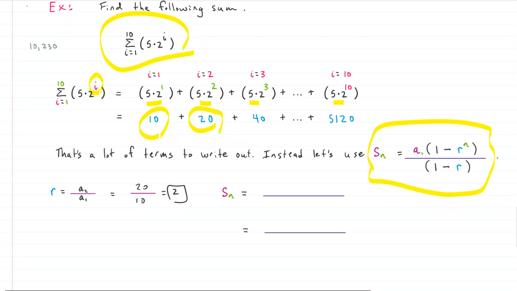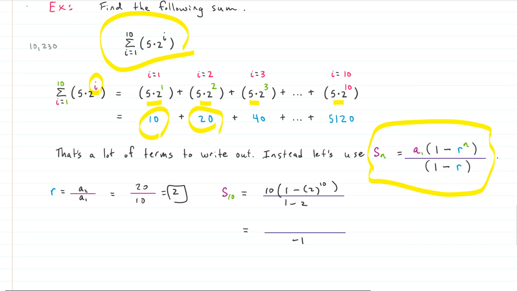We want the 10th partial sum, because we're summing from I equals 1 to 10. So S sub 10 gives us A1, which is 10, multiplied by 1 minus R, which is 2, to the N, which is 10. And at the bottom we have 1 minus 2. So the 1 minus 2, let's just put that down right now. That just gives us negative 1.